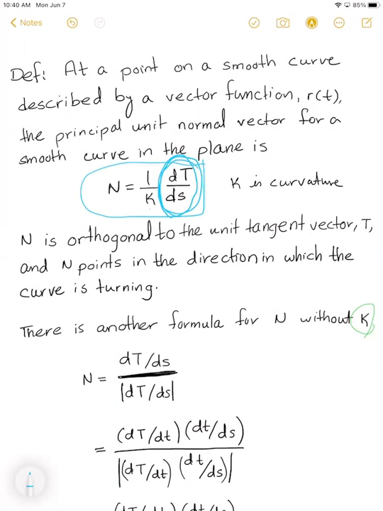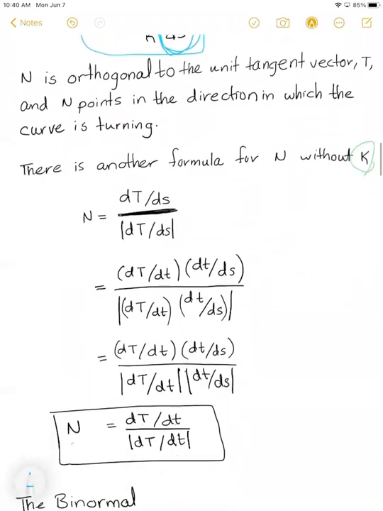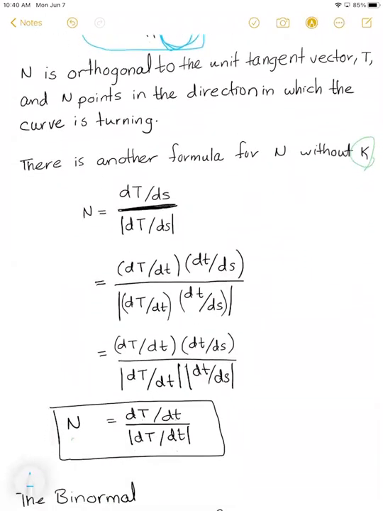We are not taking its magnitude. The magnitude gives us a number, but the tangent vector's derivative gives us another vector. Then we multiply it by 1 over kappa, which is just a scalar. So N is orthogonal to the unit tangent vector T, and N points in the direction in which the curve is turning. And that's another definition for the principal unit normal vector.